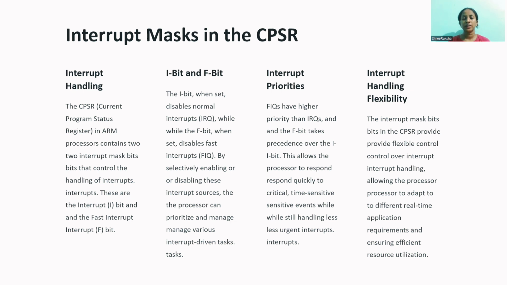Next one is the interrupt priorities. FIQ, that is the fast interrupt, has more priority than an interrupt request, and the F bit takes precedence over the I bit. This allows the processor to respond quickly to critical or time-sensitive events while still handling the less critical interrupt sources.